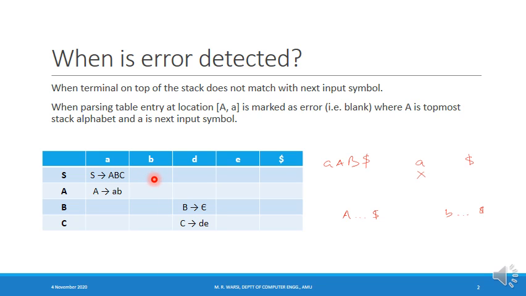So there are two conditions under which errors are detected in the predictive parsing. One condition is when I have a terminal on top of the stack and it is not matching with the next input symbol. And the second condition is when I have a variable capital A on top of the stack and the next input symbol is small a, I consult the parsing table for the entry A comma small a and I find that it is a blank entry. So when I consult the parsing table for the variable which is on top of the stack and the next input symbol, I find that the corresponding entry in the parsing table is a blank entry, that is also generating error.